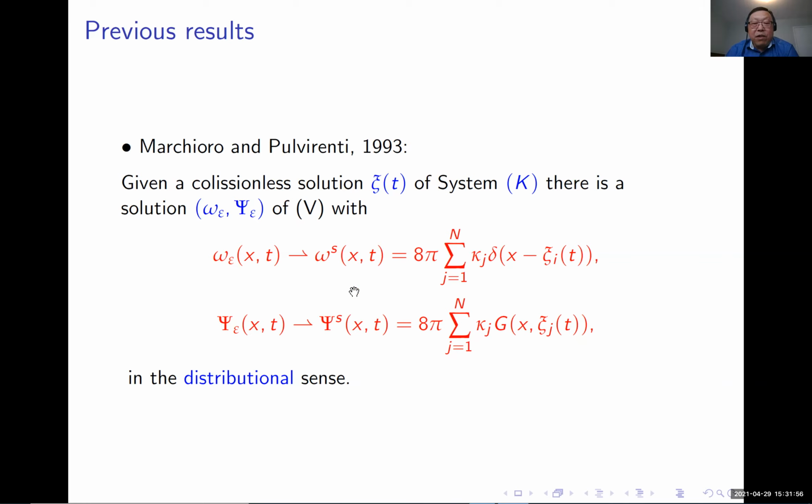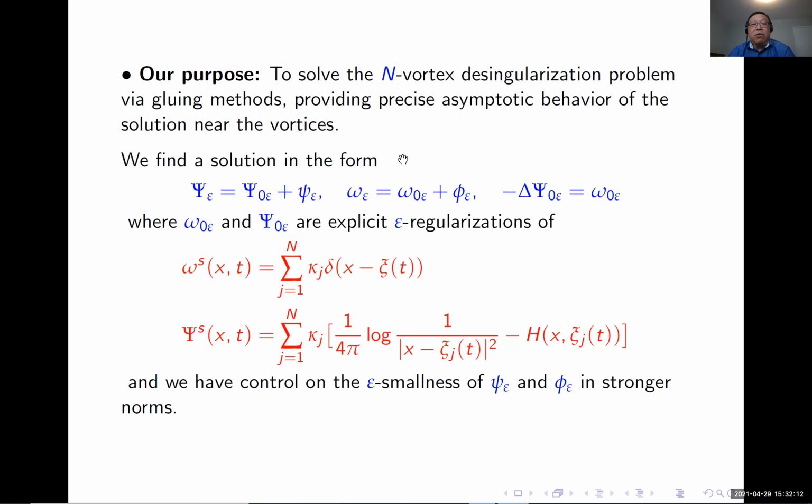But this result is not satisfactory because it is just in the distribution sense, and you don't have a precise estimate. What is the error? What can we say about the solution? What is the error? And our purpose is to find the next order term, okay? To find the next order term.